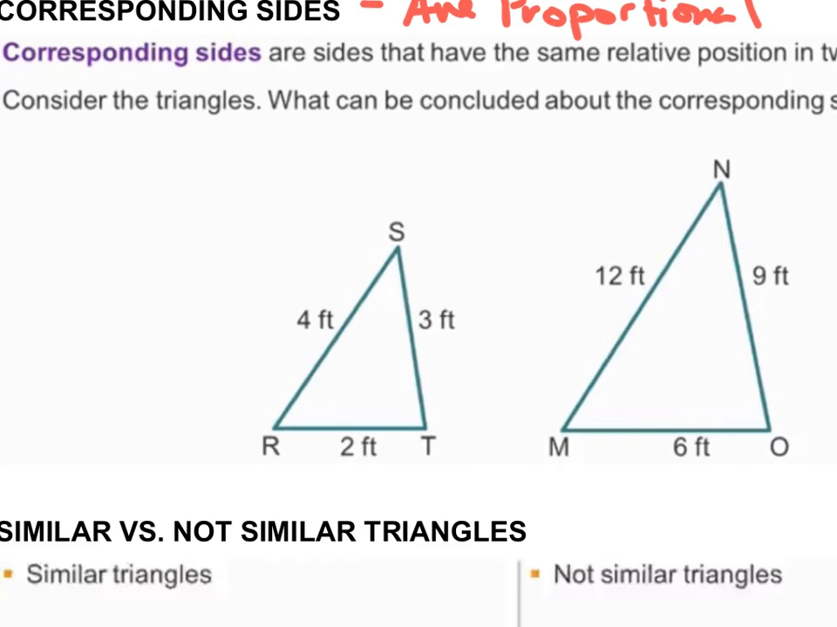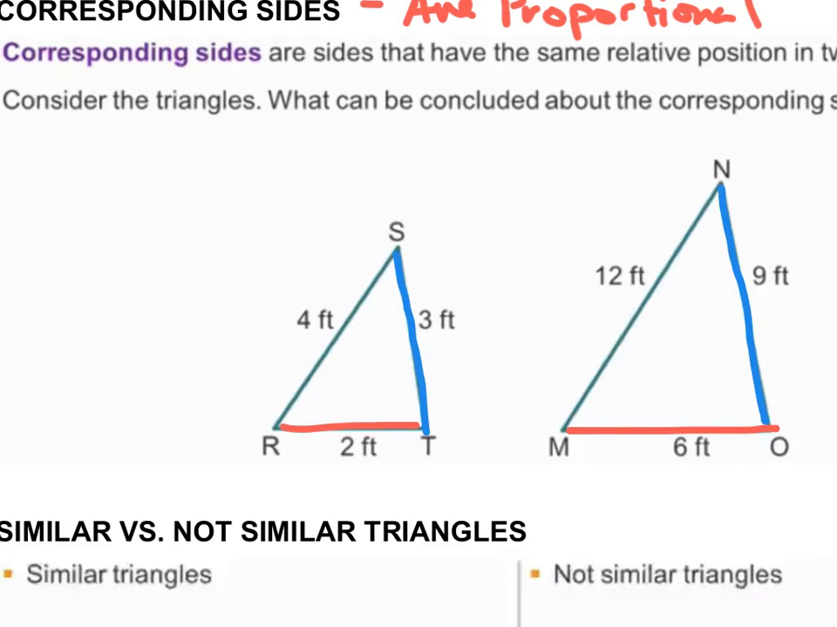So what I want to do is look at my small triangle. We're going to go small to big, okay? Let's find the smallest side of my small triangle, which is length RT. And the smallest length of my bigger triangle is going to be length MO, okay? So RT and MO correspond. Corresponding sides are in the same relative position. My medium length on this small triangle is length ST, and the corresponding side on the other one is going to be NO.